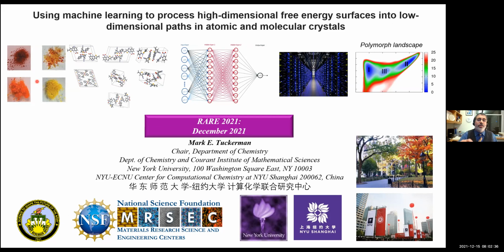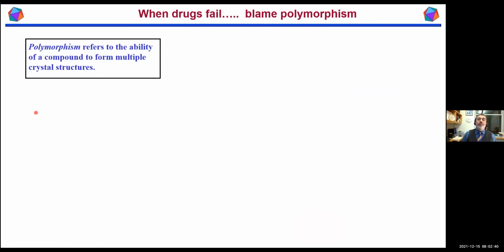What is our motivation for working on these systems? Well, one of the most common ones is polymorphism in the context of pharmaceuticals. Now, just to remind the audience, polymorphism refers to the ability of a compound to form multiple crystal structures. And why is this a problem and possibly an interesting thing to exploit? Well, let's first start with an area where this really is a very significant problem.